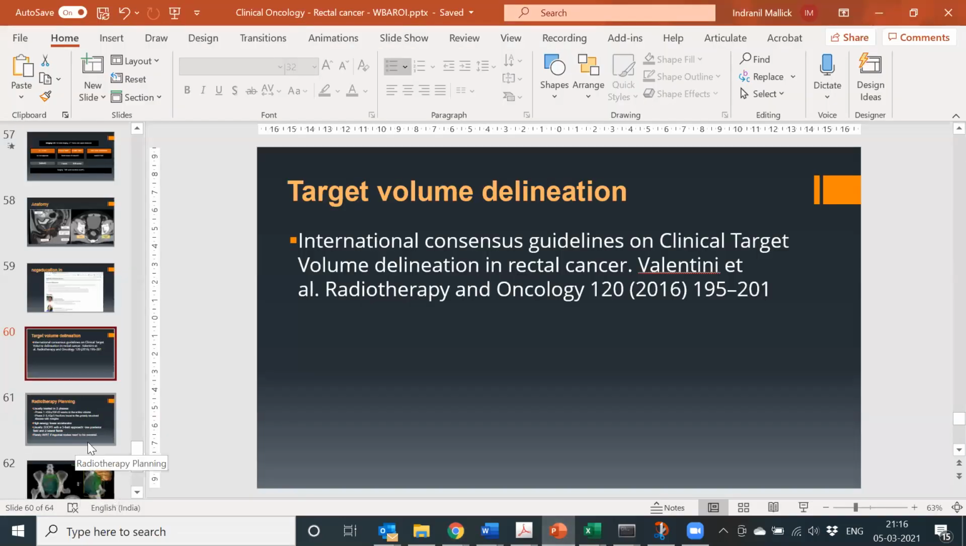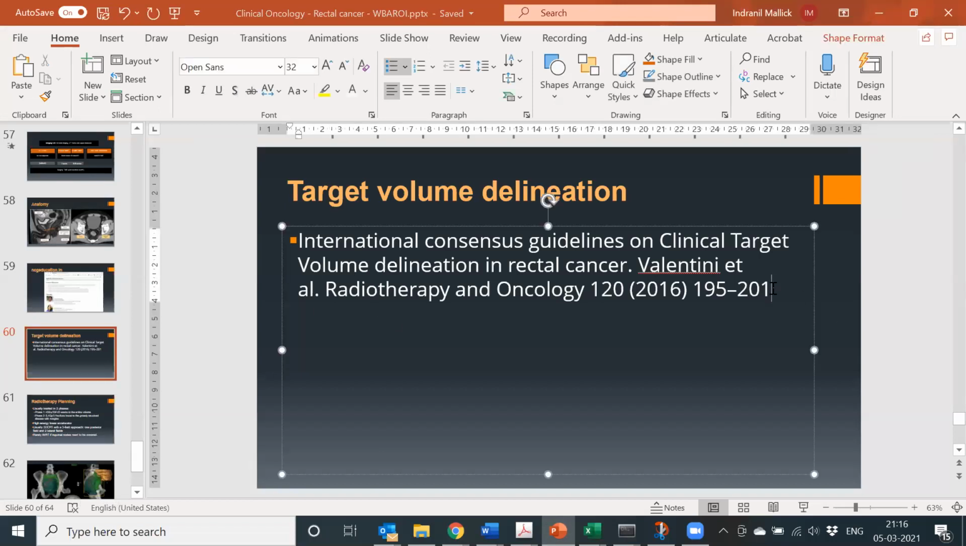Now, these volumes are available at another website, which I forgot to name. This is the AROI project. I'm going to type over here.